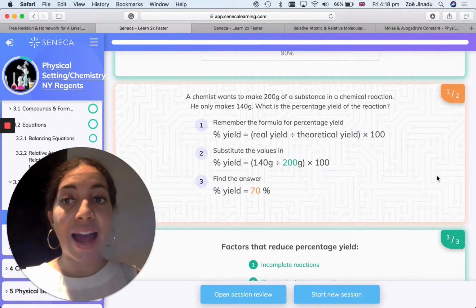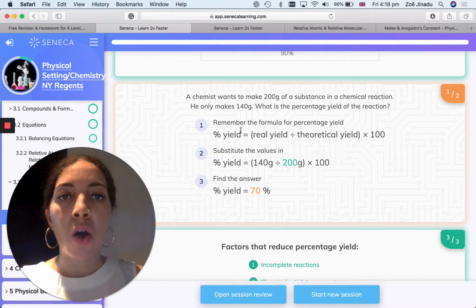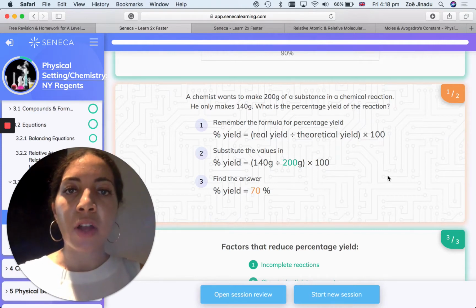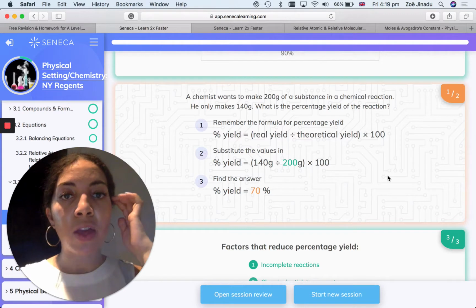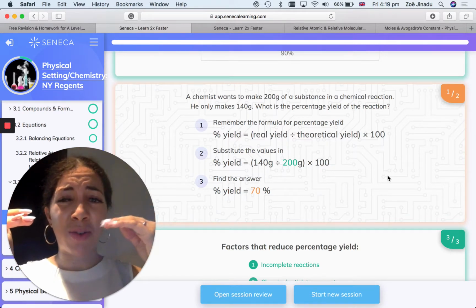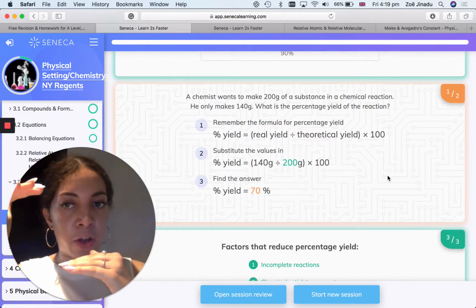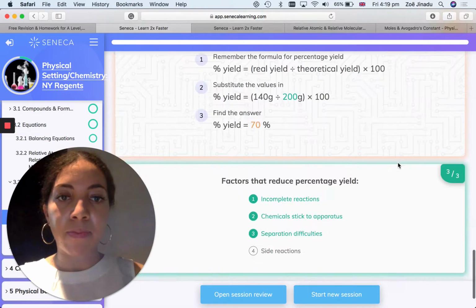Let's look at a worked example. A chemist wants to make 200 grams of a substance in a chemical reaction. He only makes 140 grams. What is the percentage yield of the reaction? Let's put our values into the equation we just looked at. The real yield, 140 grams, divided by the theoretical yield, which is 200 grams, all times by 100 gives the yield of 70%.